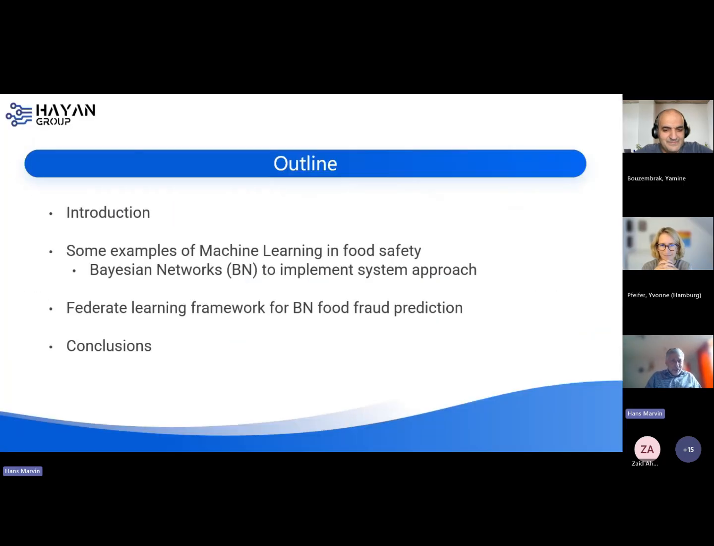I will start with an introduction to explain why I have a specific interest in this application of AI in food safety. Then I will come with some examples of machine learning and food safety, specifically focusing on Bayesian networks in the implementation of the system approach. And I will try to explain why I think this is a very attractive way of dealing with this. Then, because data sharing is always challenging, I would like to discuss briefly with you the use of federated learning, and I will use the Bayesian network for food fraud prediction as an example, and I will end with some conclusions.